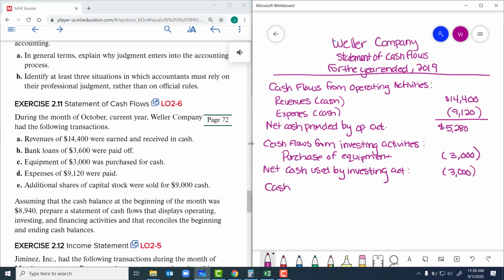And lastly, we have our cash flows from financing activities.